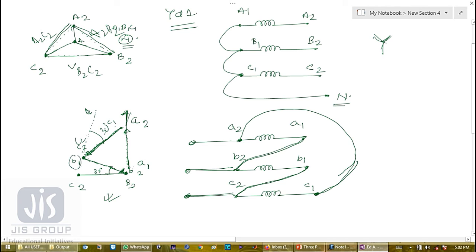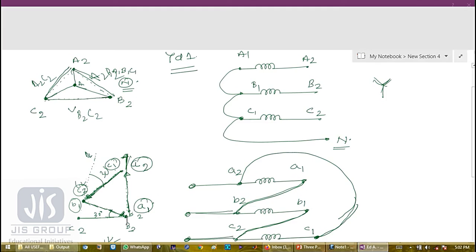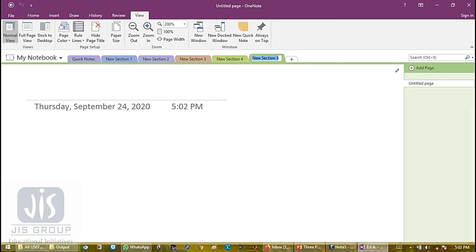So if this is B1, we can easily say this is C2. If this is C2, this is C1. If this is C1, this is A2. If this is A2, this is A1. So the delta is completed. So this is my YD1 connection. Okay. Now the last one is my group 4 connection.